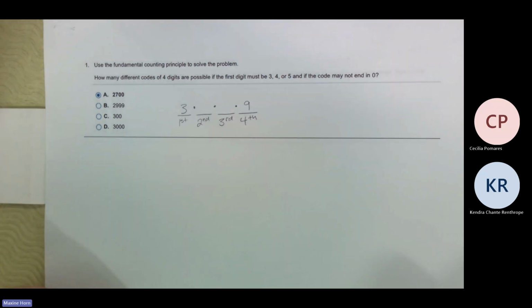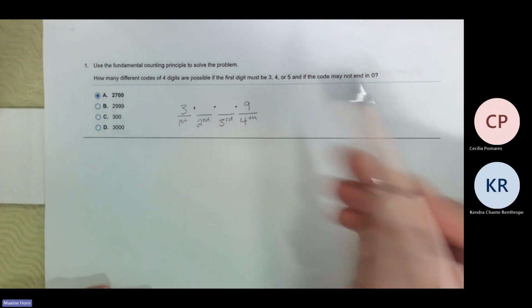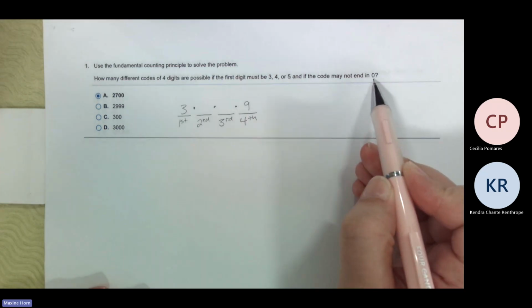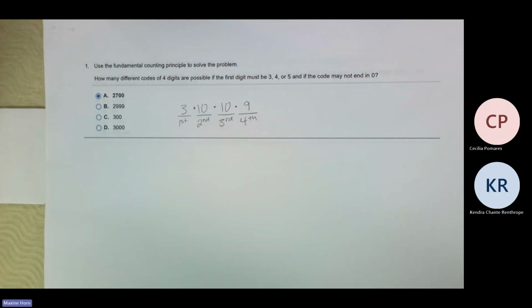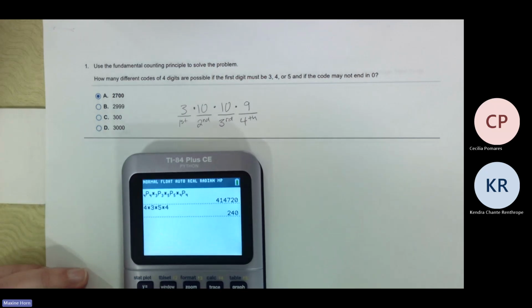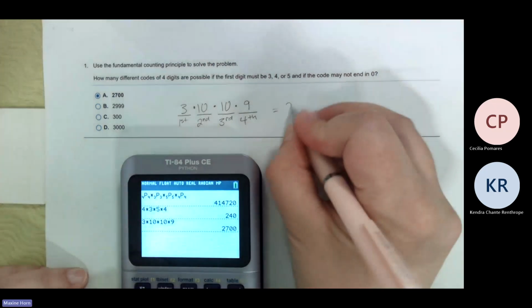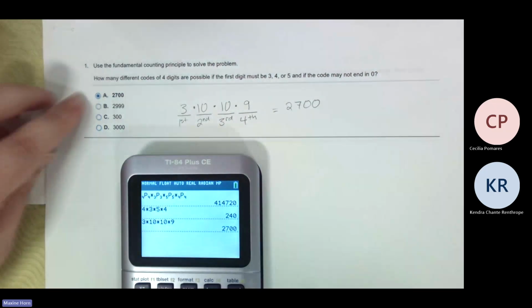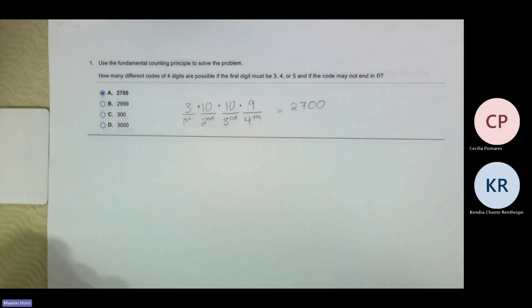Okay, so for the first digit, we only have 3 options to choose from. The last digit of the code, we only have 9 instead of 10 because we can't use 0. And then the middle two, we do have 10. So all we're doing is plugging that into our calculator. We're going to do 3 times 10 times 10 times 9 and we get 2,700. So that's how we get that number there. All right, moving right along.